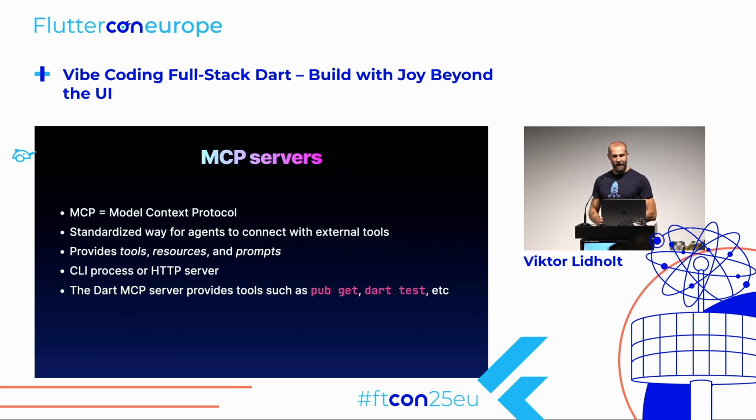And the MCP server can provide tools, resources, and prompts. So tools can be any sort of structured queries. It's basically a JSON query that you send to a specific tool in the MCP server and get a response back. And it can also do things. For instance, you have the Dart MCP server that can run pub get, Dart test, stuff like that. The resources are basically text blocks, or I guess it could be images or any sort of static files. And prompts are templates for prompts.